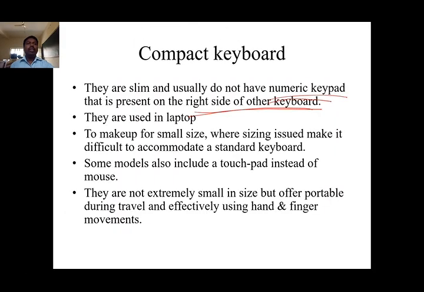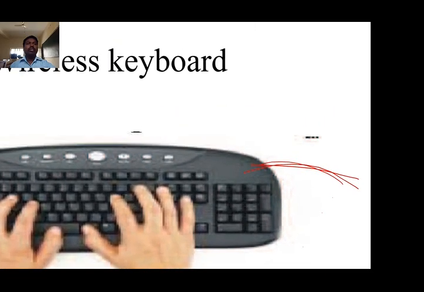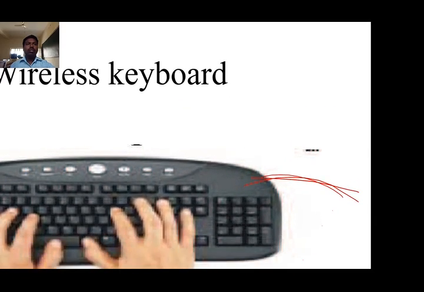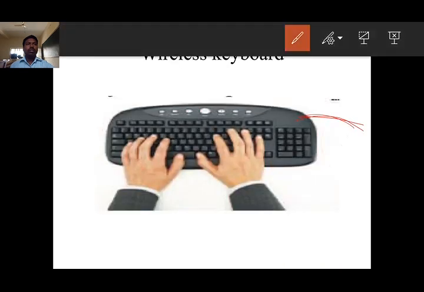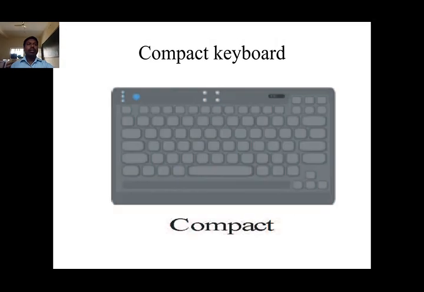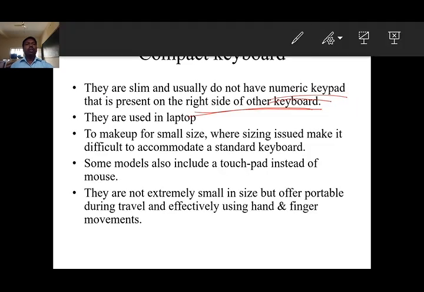If you take any normal keyboard, see the right side, I will show. See, this is a numeric pad. In this numeric pad, numbers will be there, addition, subtraction, multiplication, everything will be there. This will not be present in the compact keyboard. You can see in the right side, there is no numeric pad. This is called a compact keyboard. Understand?